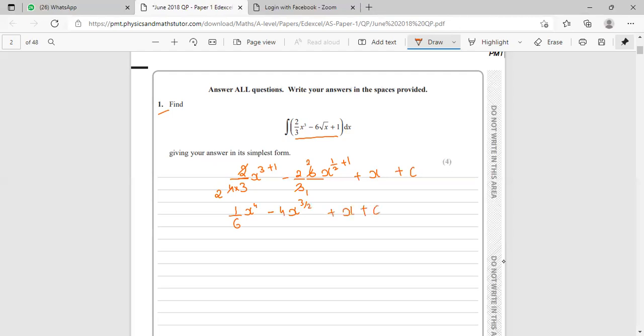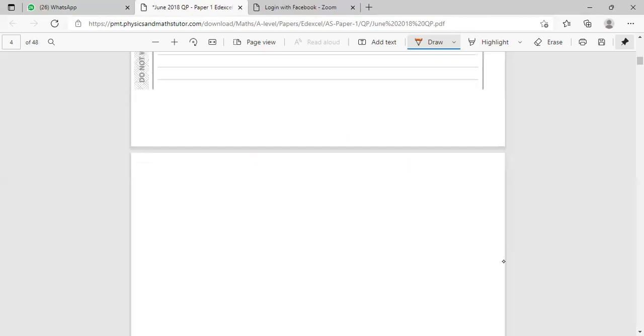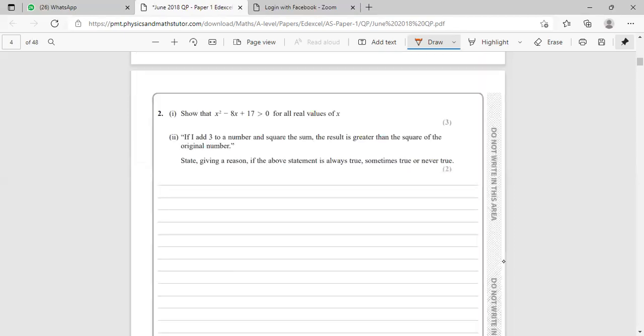Okay, so this was a simple 4-mark question where we had to integrate an algebraic expression. So I assume that this question is clear, right? Yes. Okay, let's talk about the second question then.